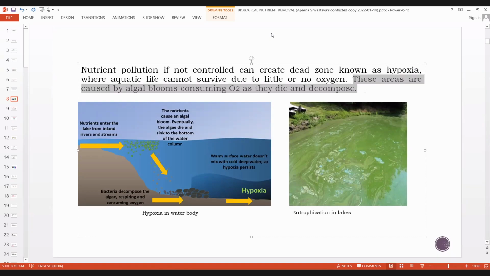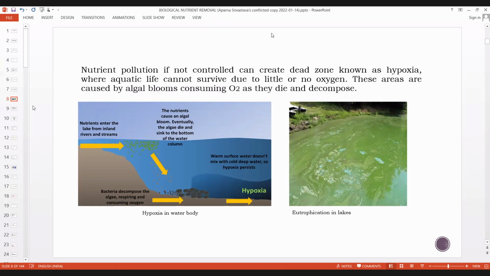Okay, so this is an important line. These areas are caused by algal blooms consuming O2 as they die and decompose. So you just see in the figure, it is going to be more clear. This is the hypoxia. You just see here, this algal bloom is consuming O2 and they die and decompose here. Nutrients enter the lake from inland, river, stream, whatever. The nutrients cause an algal bloom. Eventually, algae die and sink to the bottom. Warm surface water does not mix with the cold deep water, so hypoxia persists. And that is one of the biggest problems where eutrophication occurs.